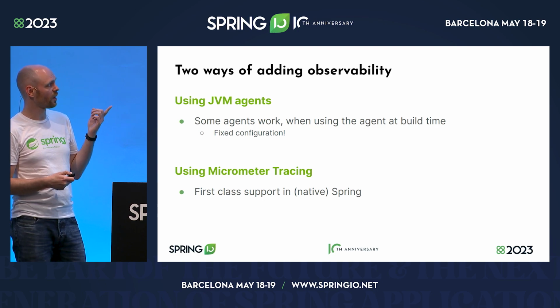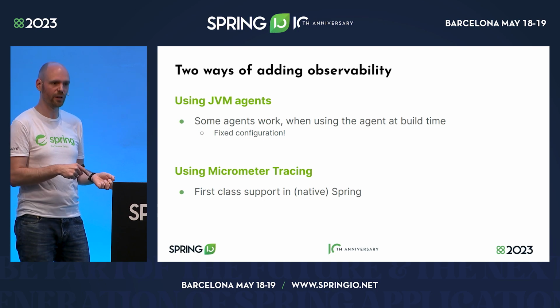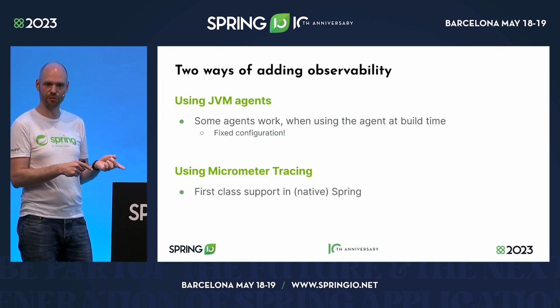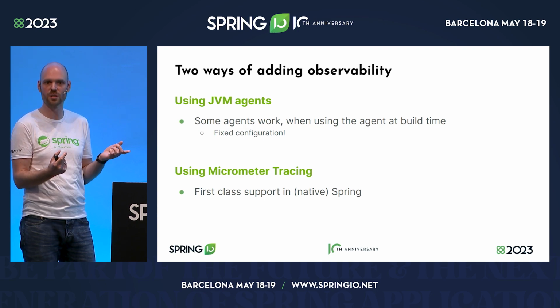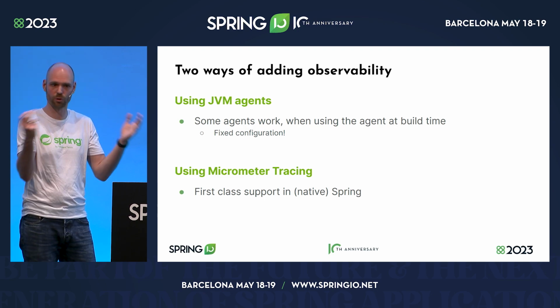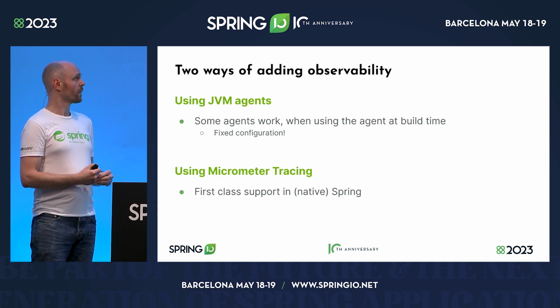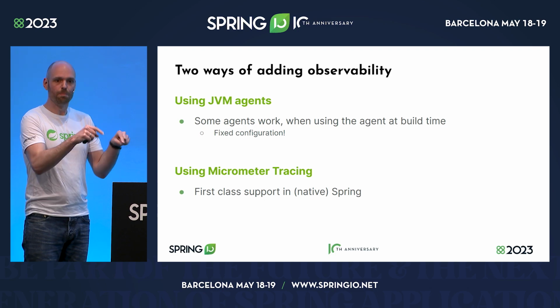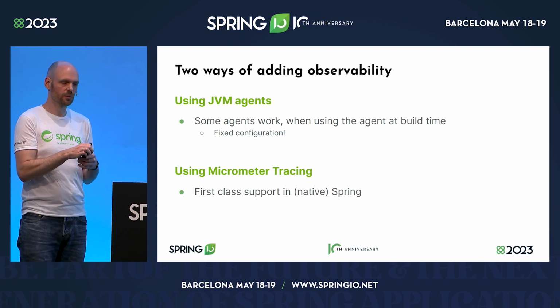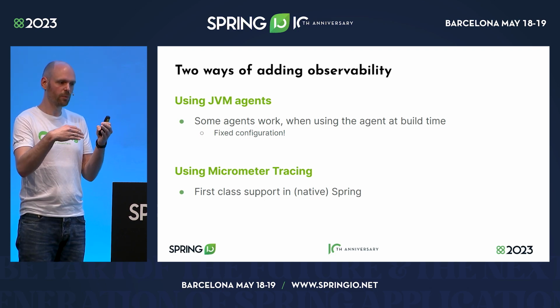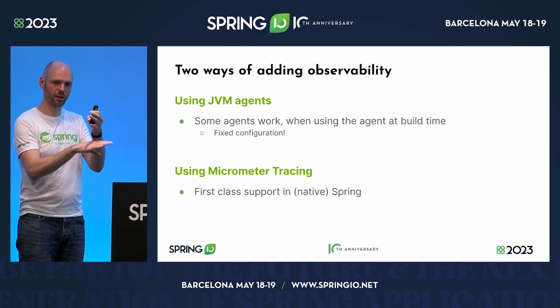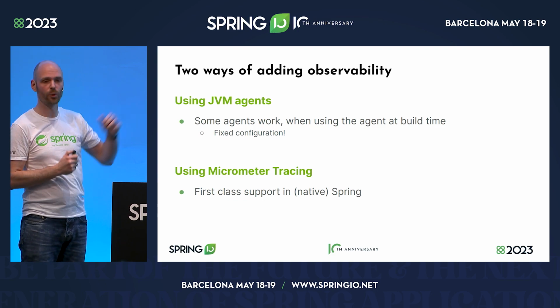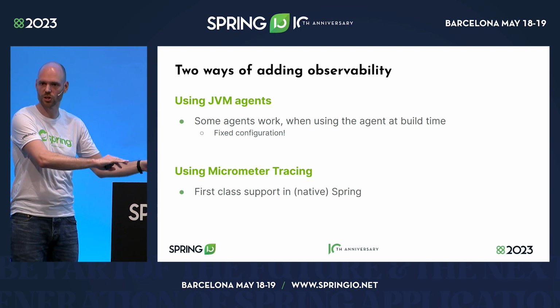The thing with JVM agents is that what you're running in a native image is not a JVM anymore. Okay, it's a native image. It does not know the concept of bytecode. So the problem is that JVM agents work on bytecode, so that stuff all falls apart. The good thing is some agents work, but you have to specify it when building the application. Then the agent kicks in while building the native image, it transforms the classes, and then they get compiled to a native image. But your configuration is fixed. You can't switch it off. You can't change the backend.